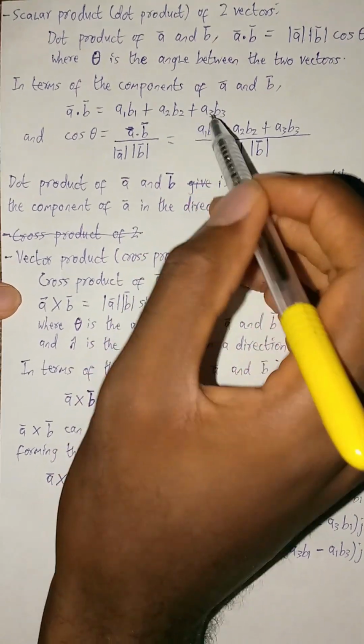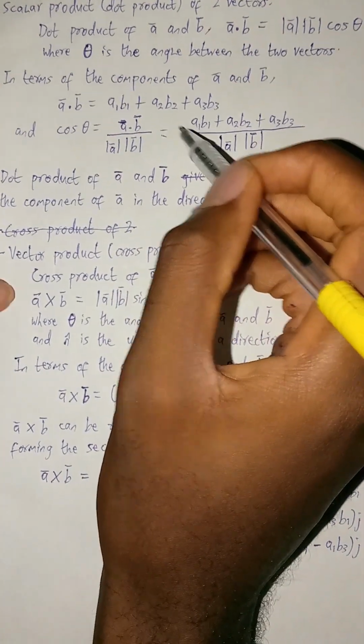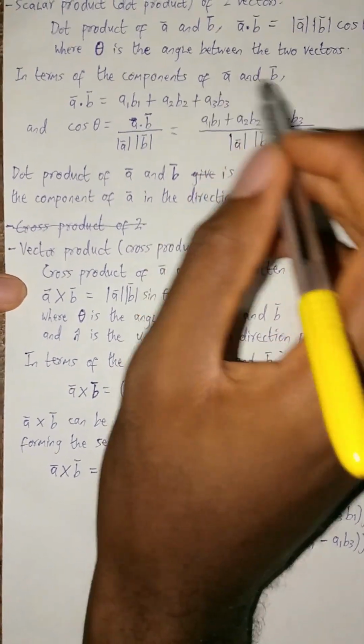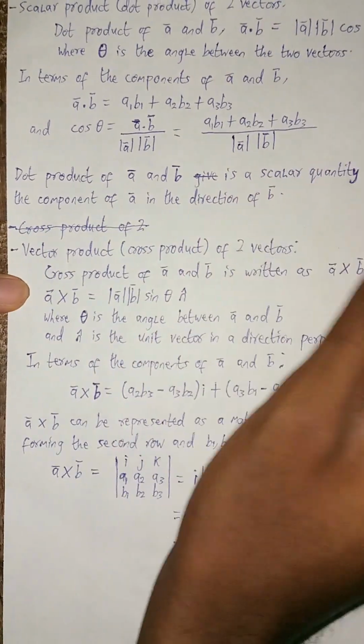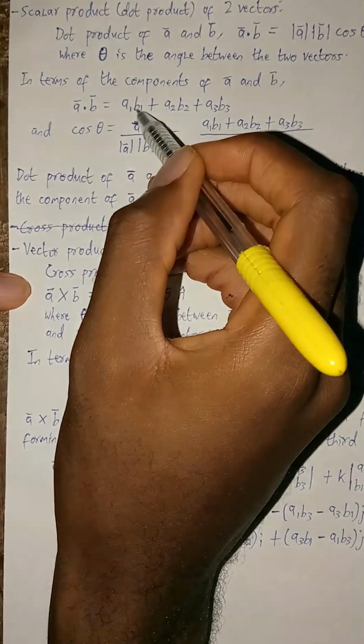A1B1 plus A2B2 plus A3B3. So you just multiply the components that are in the same direction. A1 is in the X direction, B1 is in the X direction. We multiply both of them together.